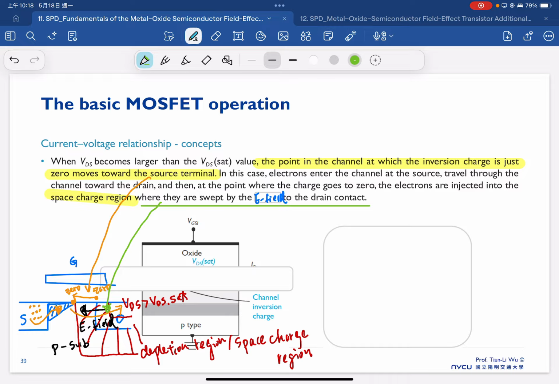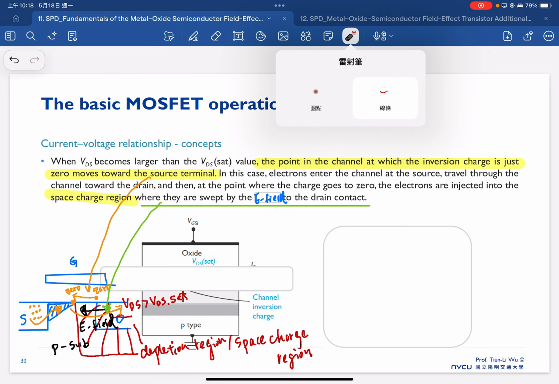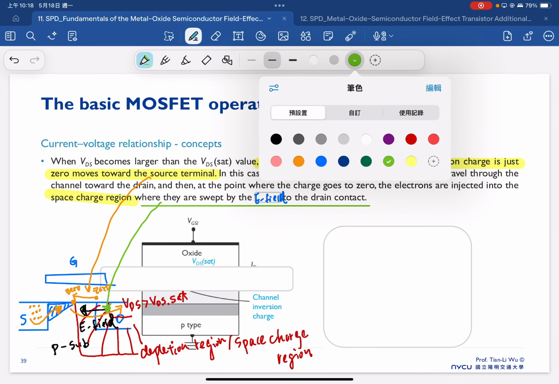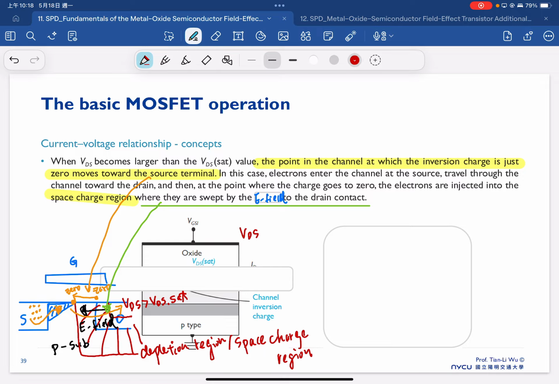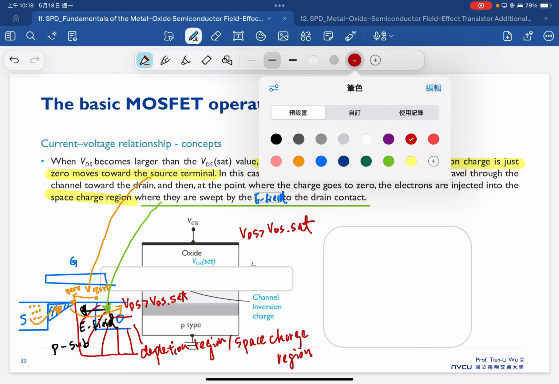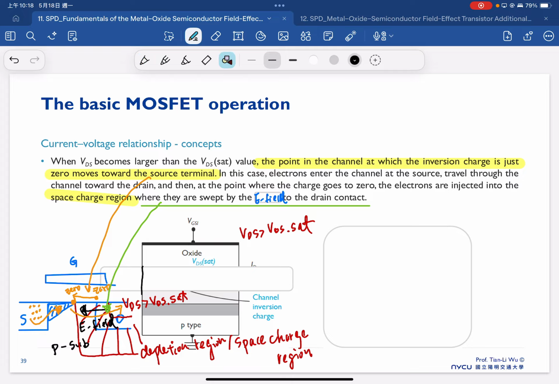So, in a simple schematic, let me try to illustrate here. It's the same, and then I just use a different simplified schematic. So once the VDS is larger than VDS set here, we can expect the channel's zero point will be moving towards the source side.